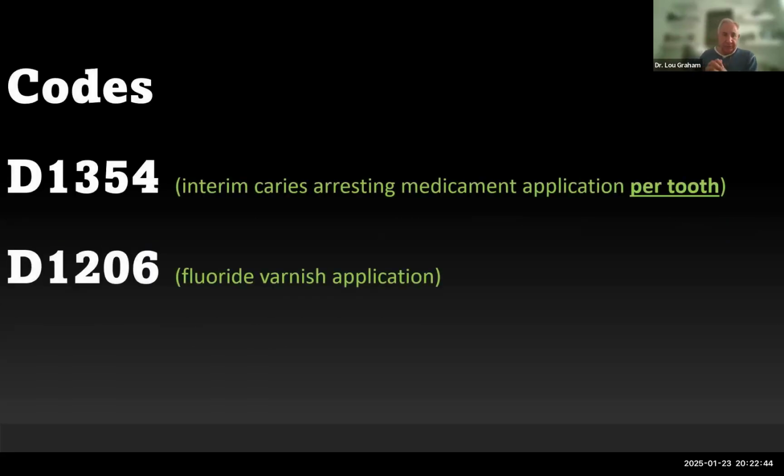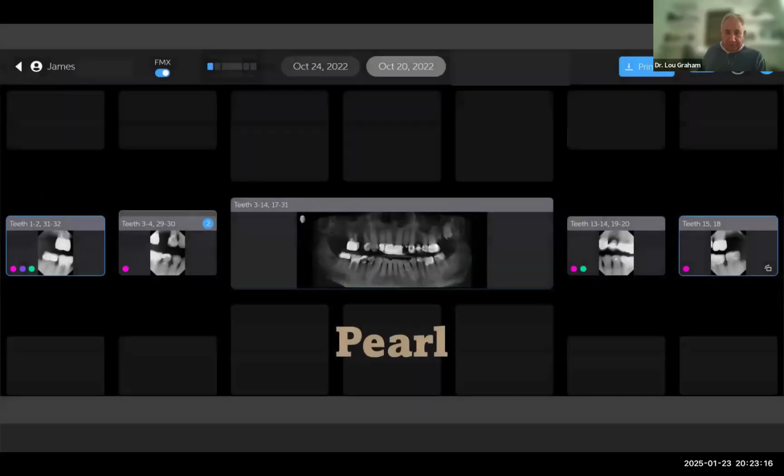These are the codes we use. 1354 per tooth. So when you apply silver diamine fluoride, which I'm going to show you, this is the code per tooth. Now, one of the recommendations is to use a fluoride varnish over it. And this is what we do. We're just going to put varnish over all the teeth in general. So that's the code for fluoride varnish. So you can be making good money using this code and then putting varnish over it. You don't have to put varnish over it, but those are the two codes.